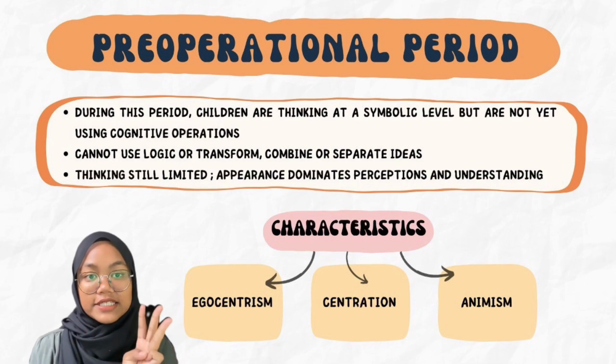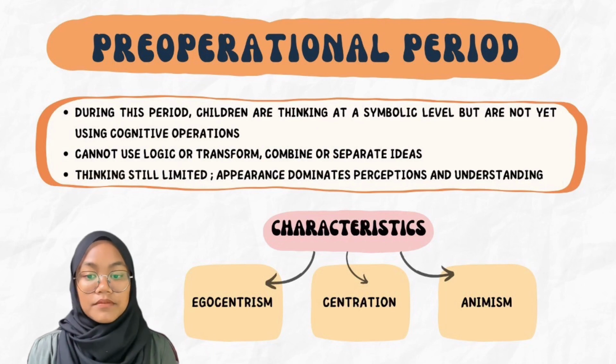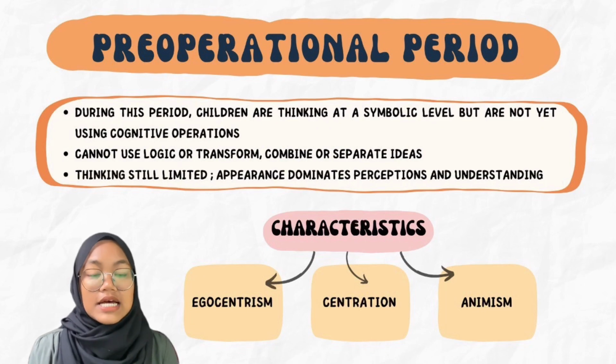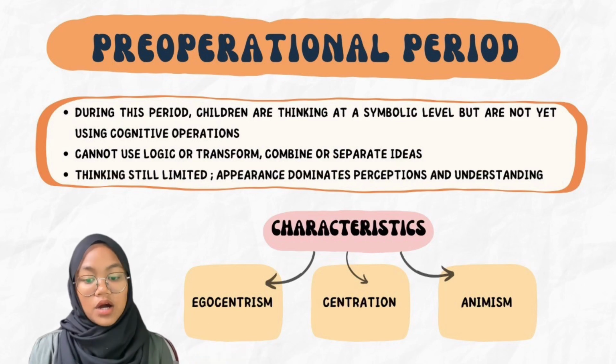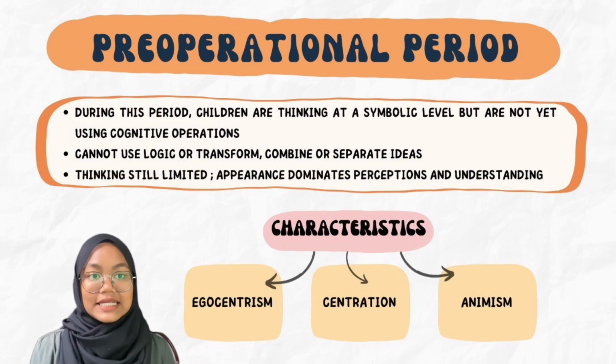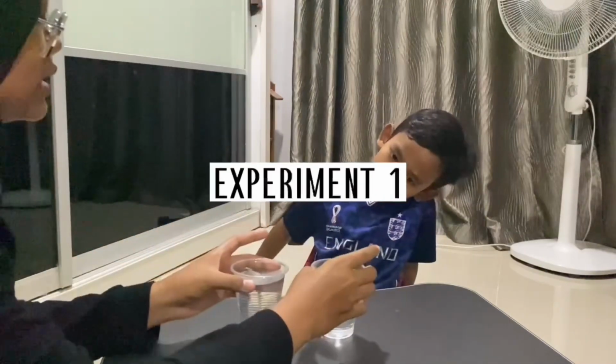There are 3 characteristics of children within this period. The first one is egocentrism. Egocentrism refers to the child's inability to see a situation from another person's point of view. The egocentric child assumes that other people see, hear, and feel exactly the same as the child does. Centration is the tendency to focus on only one aspect of a situation at one time. And animism is the belief that inanimate objects such as toys and teddy bears have human feelings and intentions.